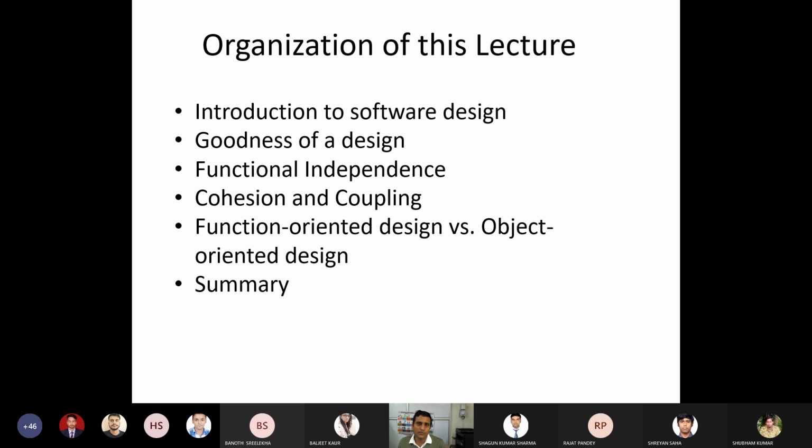So as part of this lecture, we will see the goodness of a design. You are going to have these designs, but you should be able to assess how good your design is, right? And we'll see here there are functional independence, and there is cohesion and coupling. Okay, and then we will compare function oriented design with object oriented design, right?